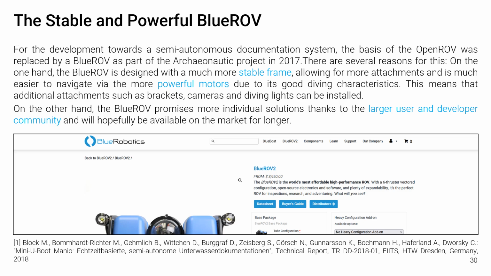For the development towards a semi-autonomous documentation system, the basis of the open ROV was replaced by a Blue ROV as part of the Archaeonautic project in 2017. There are several reasons for this. On the one hand, the Blue ROV is designed with a much more stable frame, allowing for more attachments, and is much easier to navigate via the more powerful motors due to its good diving characteristics. This means that additional attachments such as brackets, cameras, and diving lights can be installed. On the other hand, the Blue ROV promises more individual solutions thanks to the larger user and developer community, and will hopefully be available on the market for longer.